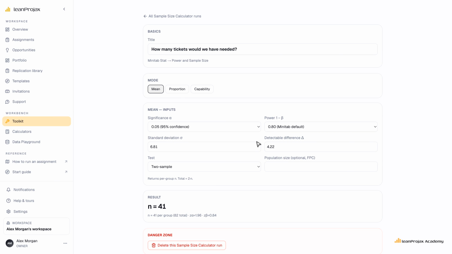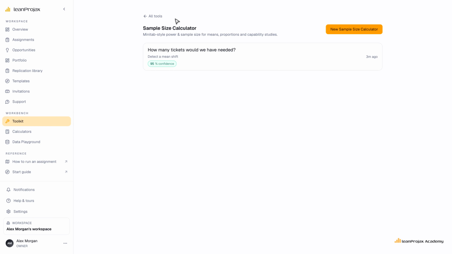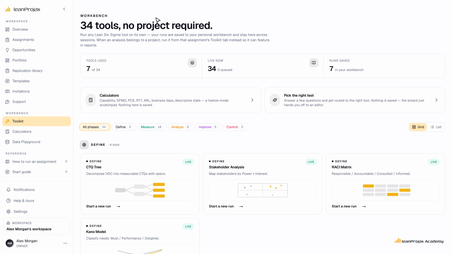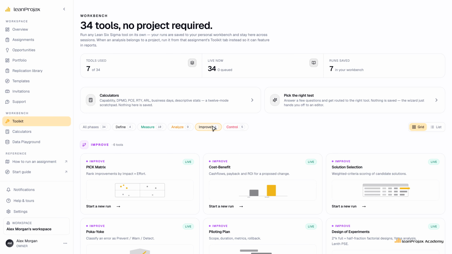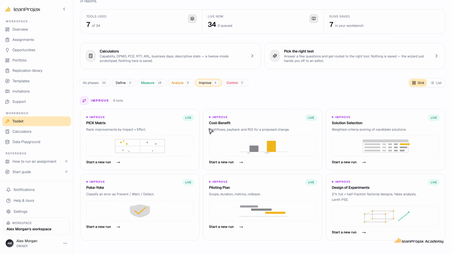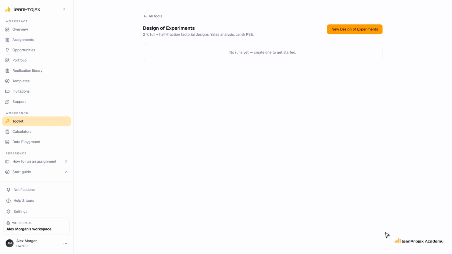Second question. Back in Chapter 9, we had 4 candidate fixes and we picked one of them, because piloting 4 things at once sounds like chaos. Design of experiments is the discipline that says it isn't chaos, if you design it properly. Improve phase, design of experiments. 2 to the k, full and half fraction factorial designs.